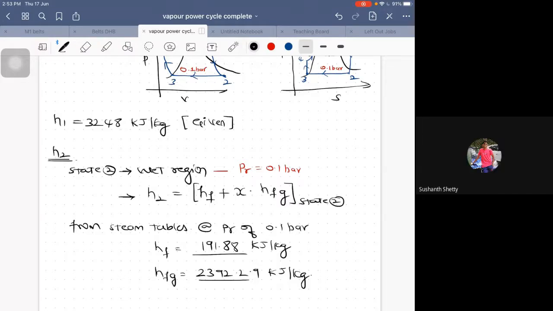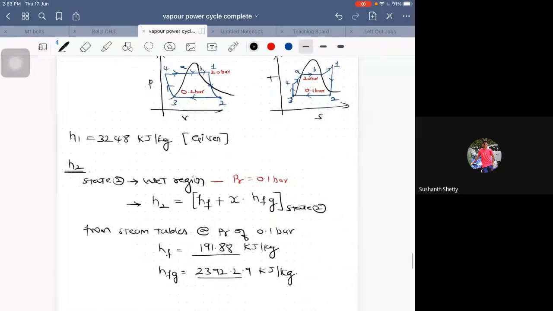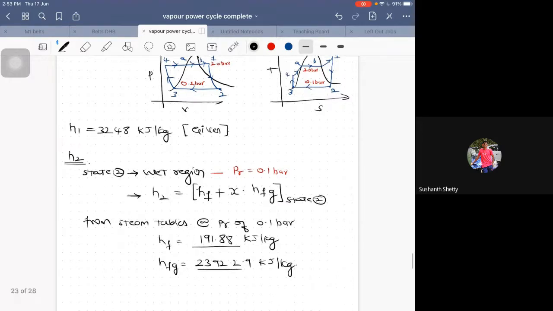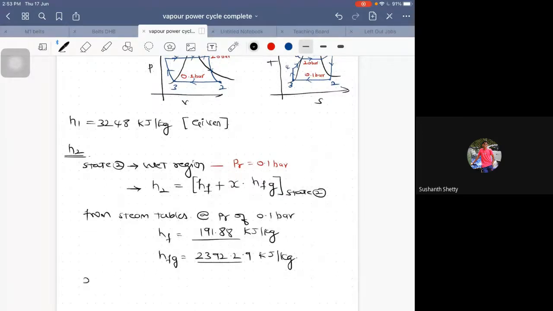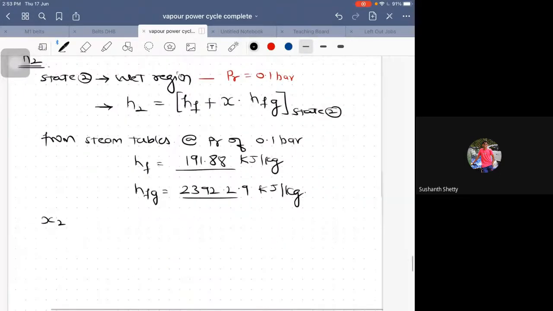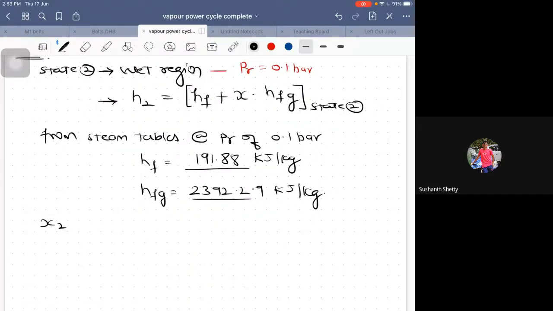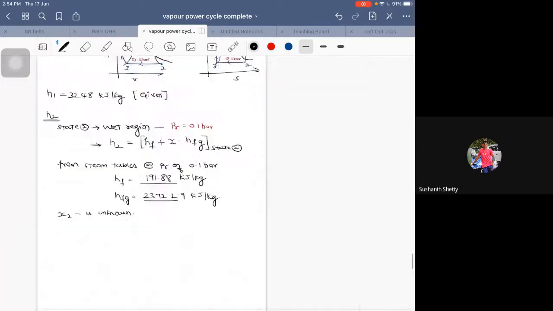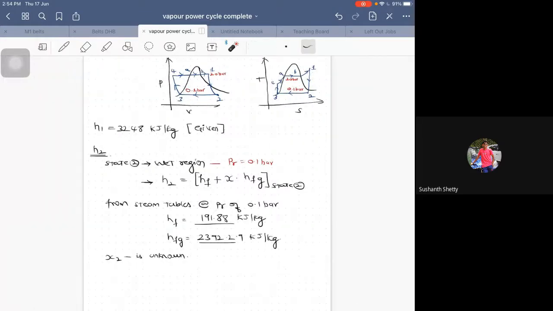See, carefully observe this procedure. Why? Because you'll be using the same procedure for every problem from now. Okay. So, x2, I will just write it here. x2, that is the dryness fraction at state 2, is unknown. In that sense, what you have to use is this particular process data. Same procedure for every problem, no need to worry.